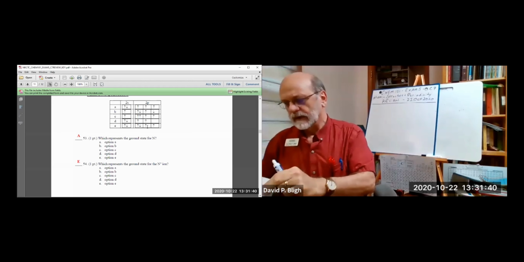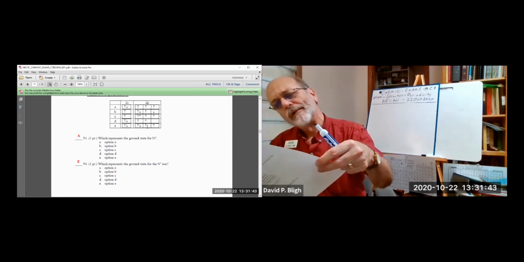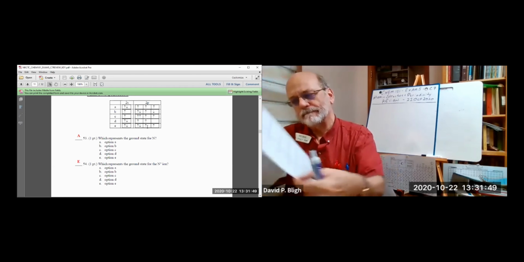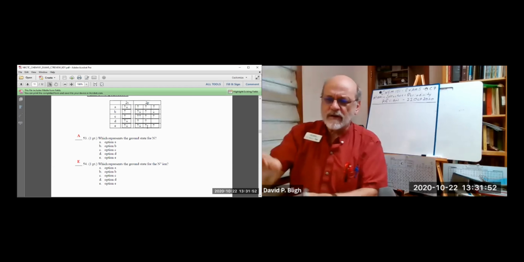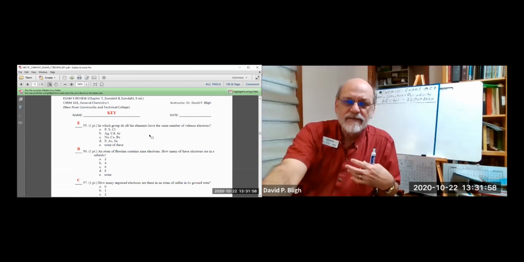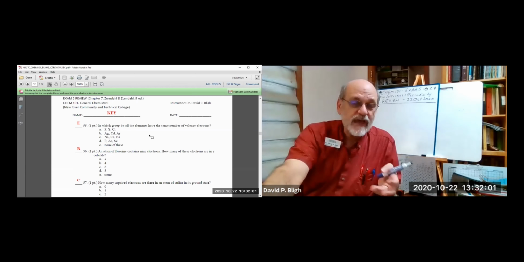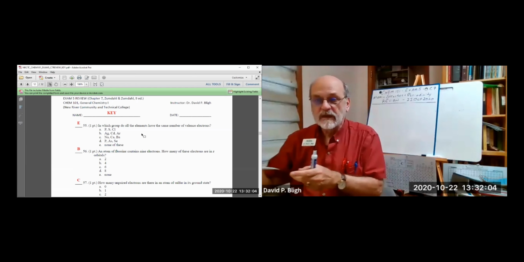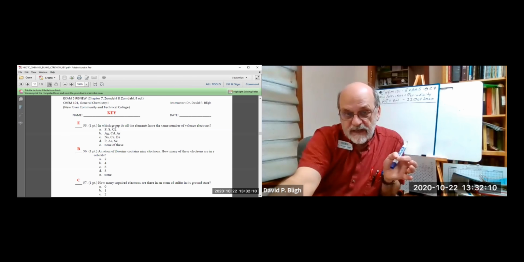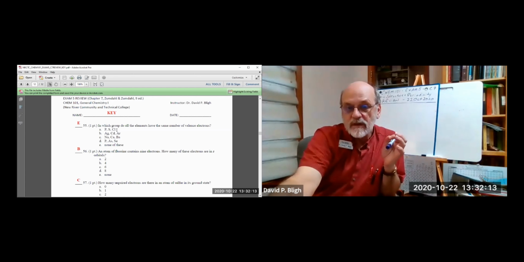All right. And as usual, I'm running out of time. So I'm not even going to write 55 up there. I'm just going to say something about it. 55, in which group do all the elements have the same number of valence electrons? Well, as it turns out, none of these have the same number of valence electrons. And the key there is, are each of the elements in our selection in the same group? Phosphorus, sulfur, chlorine, they're not in the same group. Argon's a noble gas, that means none of these can be.